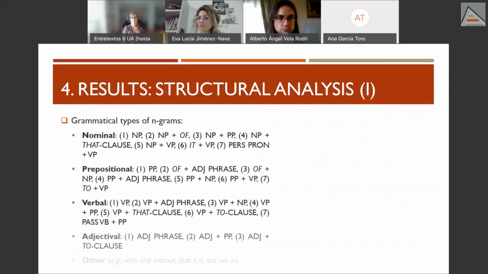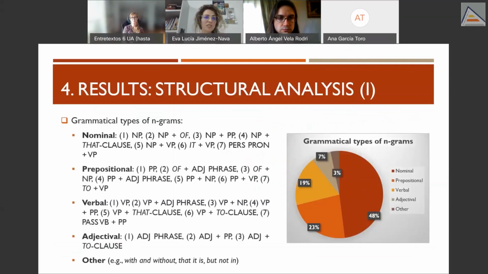And I found different types of n-grams, which I divided into nominal, prepositional, verbal, adjectival, and others, such as with and without, that, it is.